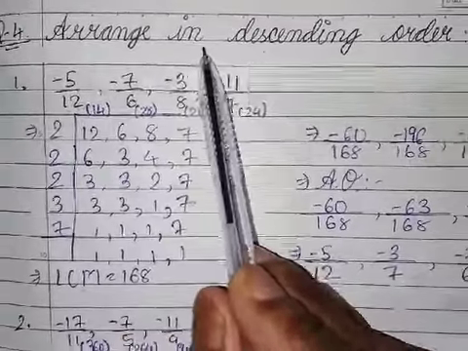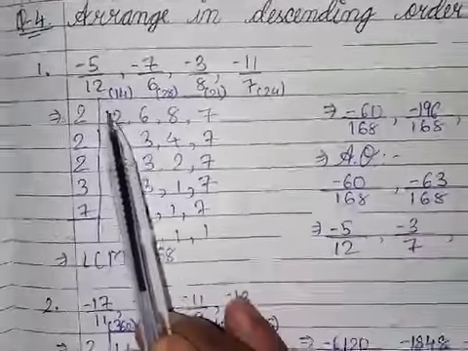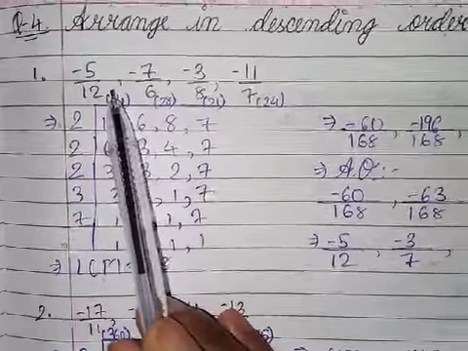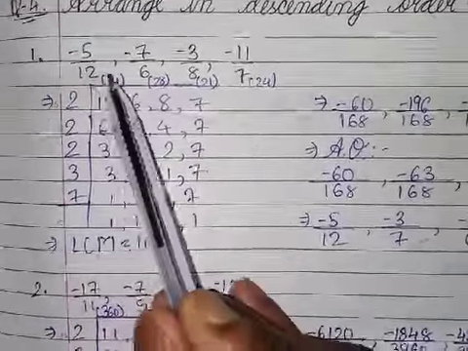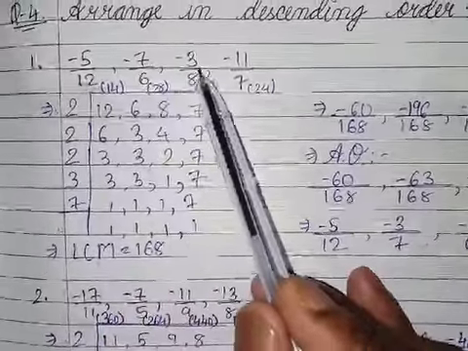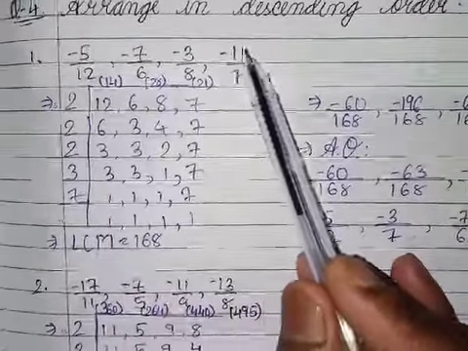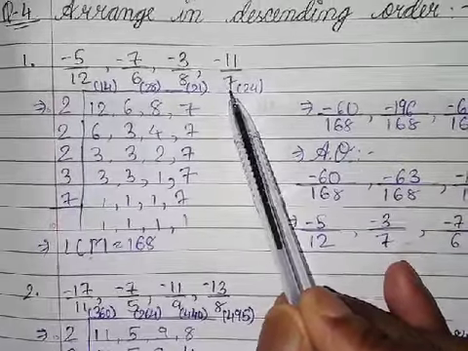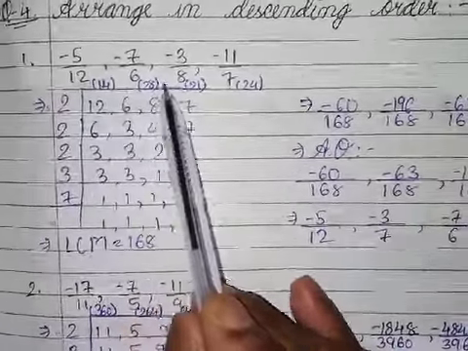Arrange in the descending order. The method will be the same. The fractions given are minus 5 by 12, minus 7 by 6, minus 3 by 8, minus 11 by 7. First we have to make the denominators equal.